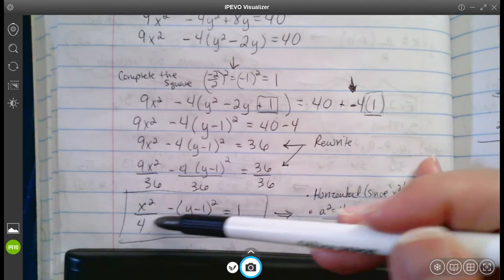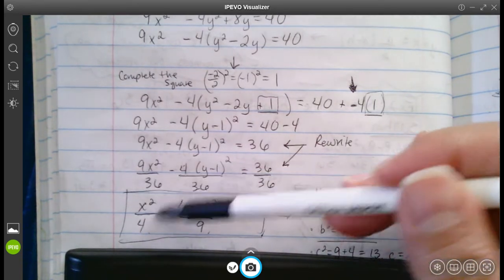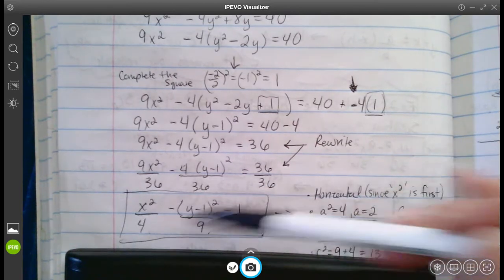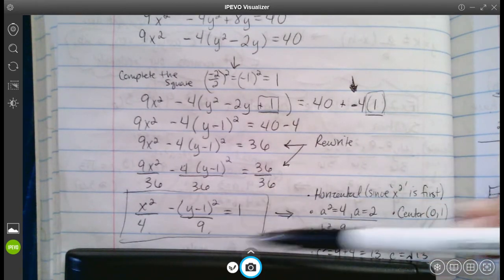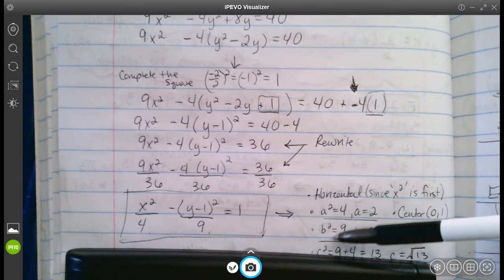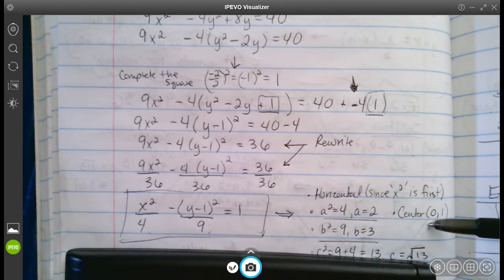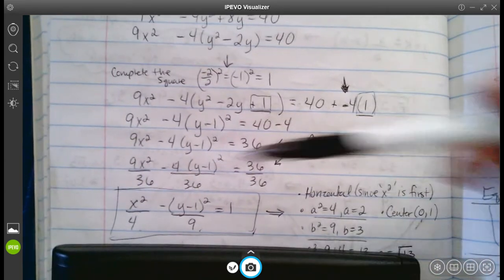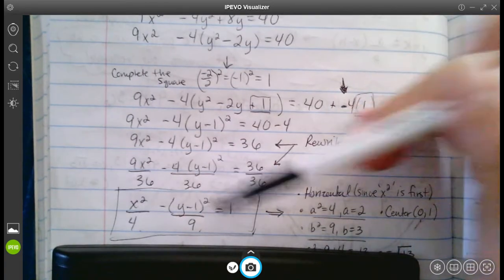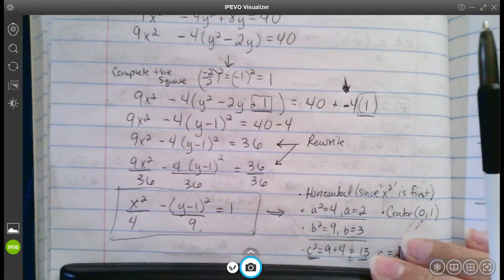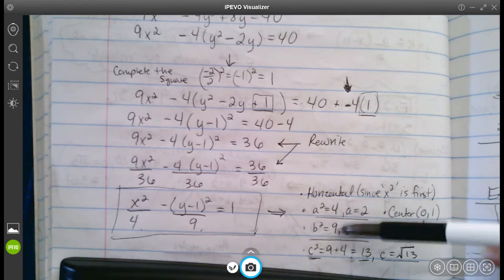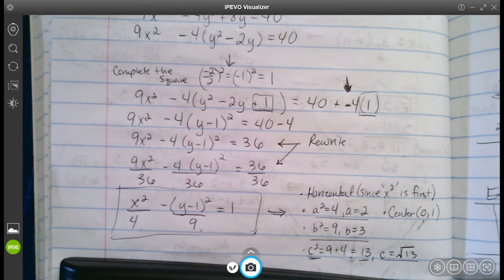What we're looking at for the orientation is what comes first. The x comes first. So a squared is 4, which means a is 2. b squared is 9, which means b is 3. We have a center of 0, 1, because we have nothing here, but we have a negative 1 there. And then again, for c squared, we add these two up and take the square root, which is square root of 13.